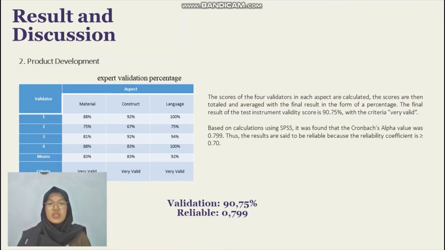Then based on calculation using SPSS, it was found that the Cronbach Alpha value was 0.799, and the reliability coefficient is more than 0.7. So the results are reliable.